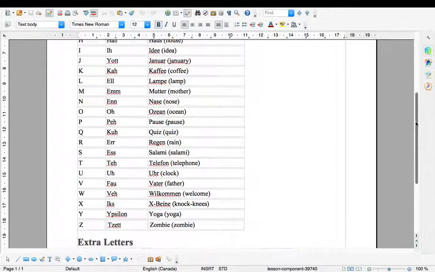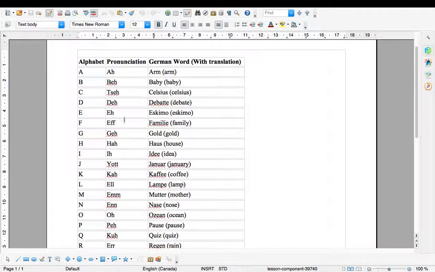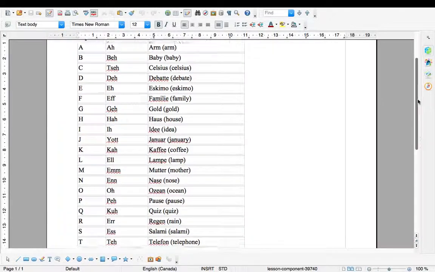A lot of people get especially confused with the E and I. The E of the German alphabet is pronounced as the English A, the previous vowel. Similarly, I is pronounced as the previous English vowel, which is E. So this word is pronounced as ED. Okay. Great. Moving on.